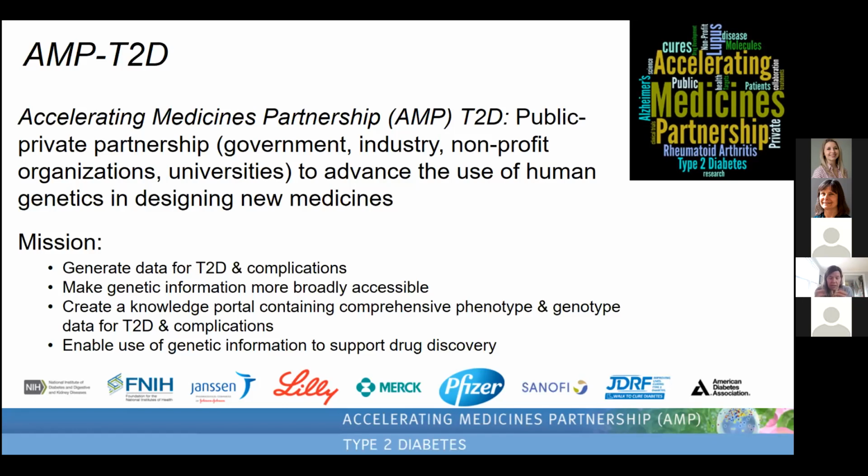And the mission of this, and I think this was useful because this helps sort of set the stage for how Type 1 diabetes came into the mix, was to generate data for Type 2 diabetes and its complications, make this data accessible, not just to the experts, but to people who can actually make use of it. Create a knowledge portal for Type 2 diabetes that contains comprehensive phenotype and genotype data for Type 2 diabetes and these complications in a usable and accessible framework. And hopefully this will enable the use of this data to support drug discovery. So that was AMP T2D's mission.